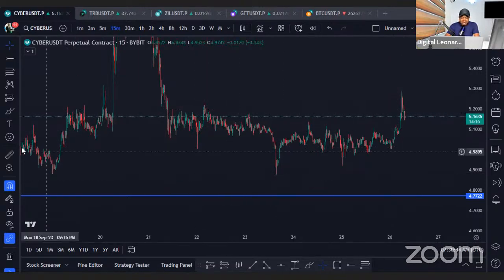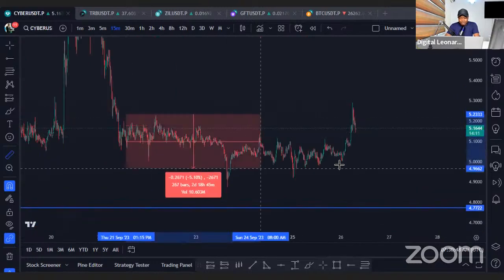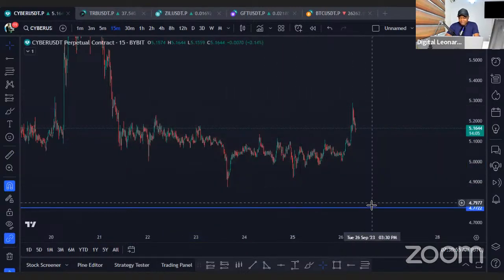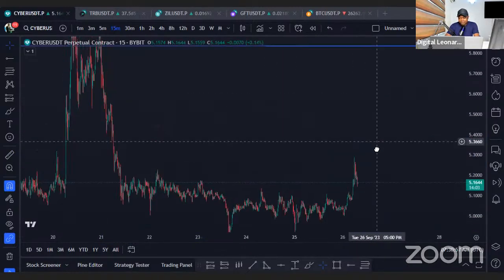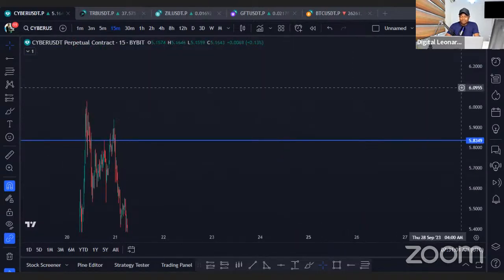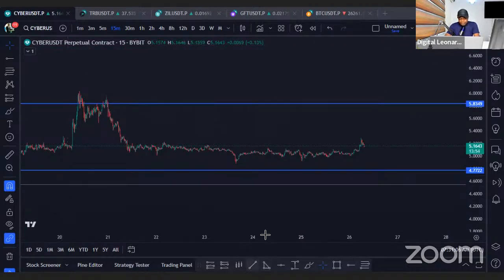But right now we are just consolidating here, guys. This is just a period of consolidation. So I can't do anything on Cyber right now. If it gets down to that 4.7, I take a long trade. Then if we break above this 5.8 level, you can be looking for a long setup from there going forward.